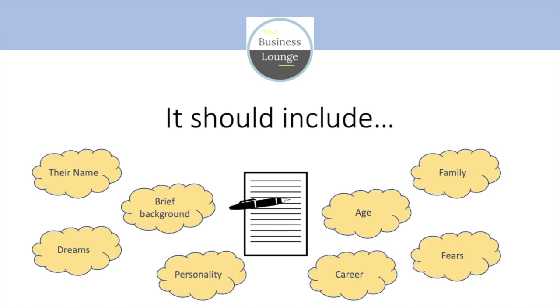So you're going to be including things like their name. Just make up a name. Giving someone a name makes them more real, makes them easier to imagine and to visualize. You're going to give them a brief background. You're going to talk about their dreams, their personality, their age, their family situation, their career, their fears, and anything else that you think is going to help turn them into more of a real person for you.